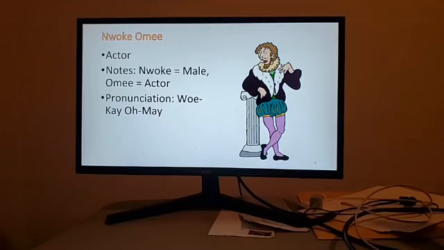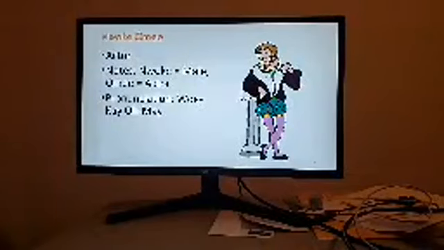All right, actor. Typically, it looks like from my Igbo 101 book, it breaks it down between female and male, kind of like what we do, you know, you have an actress. To say actor, it's just two words: nwoke, which means male, and omee, which means actor. So you're just saying male actor, which means an actor. Put it all together, you would say nwoke omee, which means actor.